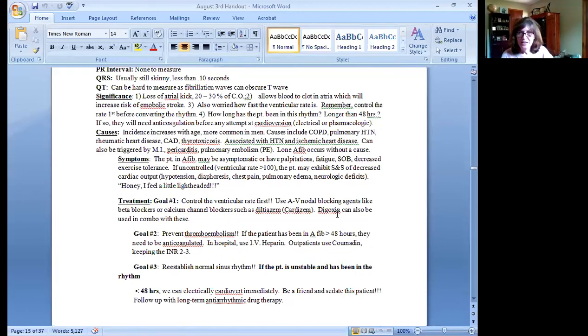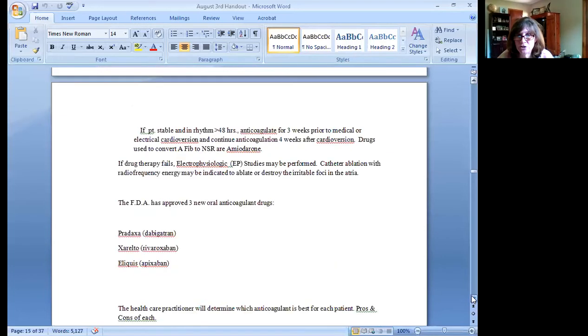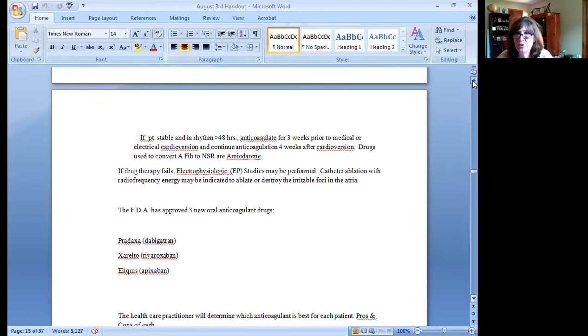All right. So goal number 1, slow down the rate. Goal number 2, prevent clots. Has it been greater than 48 hours? If yes, then we absolutely must anticoagulate you. We've already talked about Frank. We sent him home on Coumadin, or I'll just scoot down to show you the names of these meds. It's on the next page. The Pradaxa, the Xarelto, or the Eliquis, and they're making new ones every day. Got to know those guys.